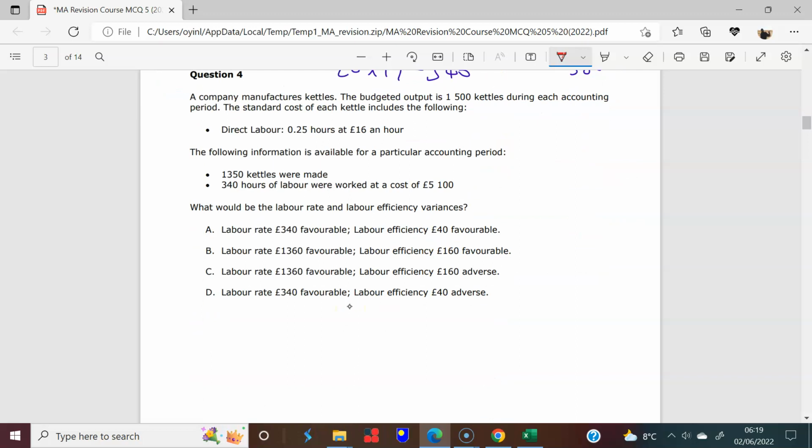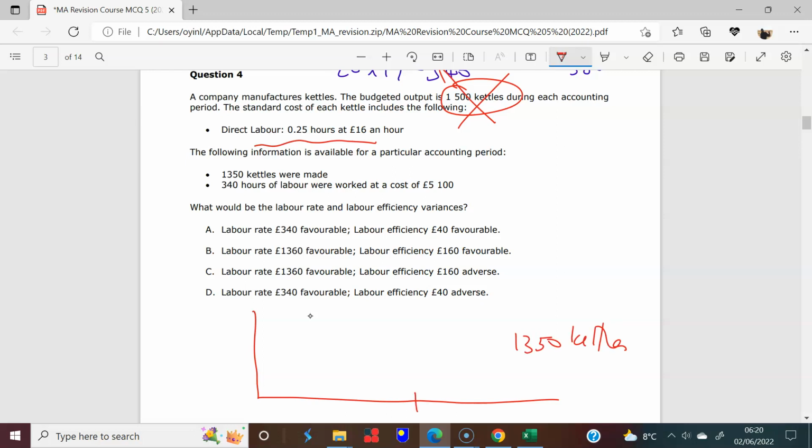Right, let's look at question 4. It says here that this is your budget, 1,500. You only need this figure to know what these are if you weren't given these, but you're given this. That's the only reason why we have this budget. Otherwise, we don't need it in our assessment. It says that you're making 1,350 kettles. So I can tell you straight away how many hours I need to make them. That should be 1,350 times 0.25, which comes out at 337.5. So you need 337.5 hours to make these kettles.